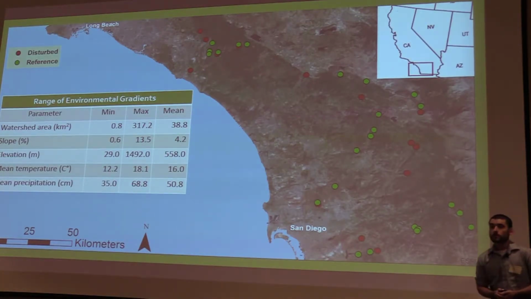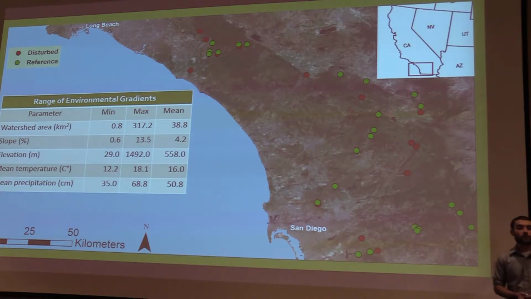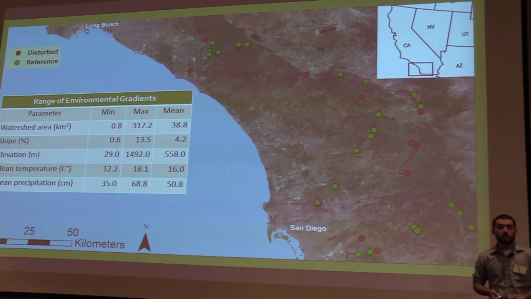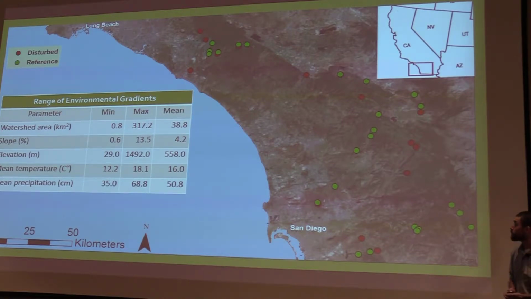We sampled these assemblages between July and August of 2016 in the San Diego region for a total of 39 sites that had already been defined as being reference quality or disturbed, most of the disturbance just coming from agriculture, urbanization, or specific stressors such as cattle grazing. We sampled 15 disturbed sites and 24 reference sites in this study, and you can see through this table that we sampled along environmental gradients.